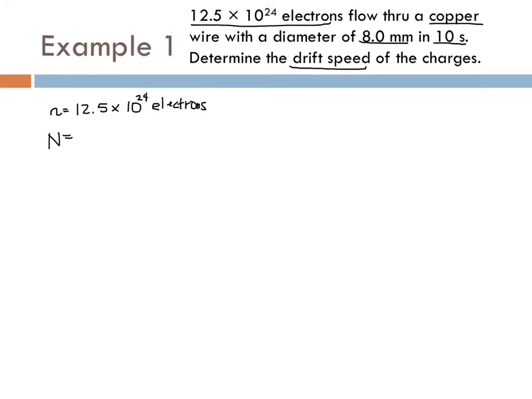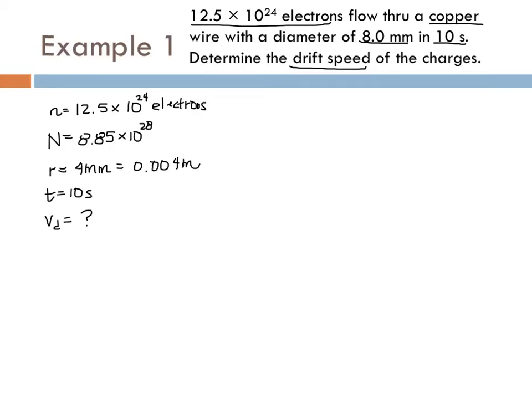And the n value for copper is 8.85 times 10 to the 28. Again, for the most part, that's information you're just going to receive. Here, we're given a diameter of 8 millimeters. So that's a radius of 4 millimeters, or 0.004 meters. And time is given to us in seconds. And we're asked to solve for the drift speed of the charges.